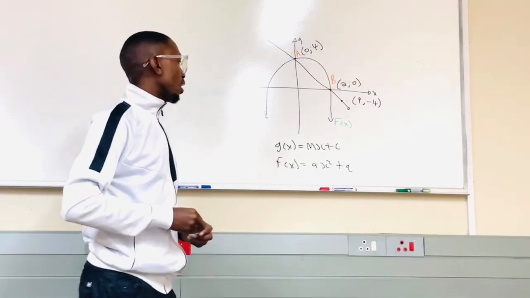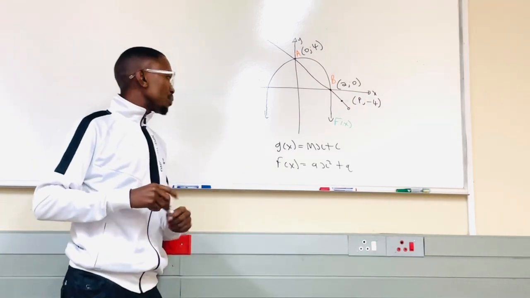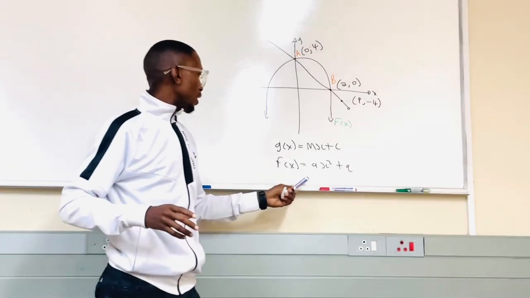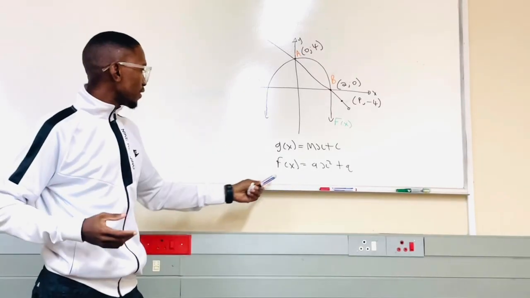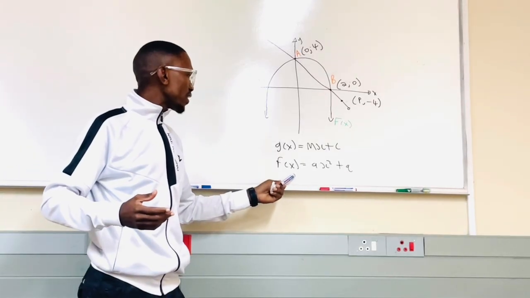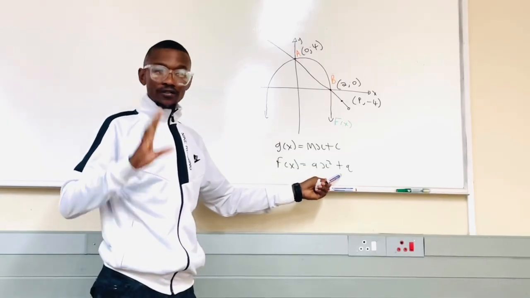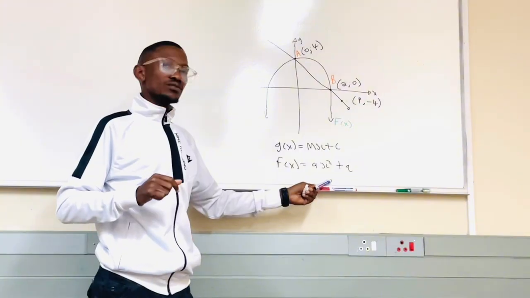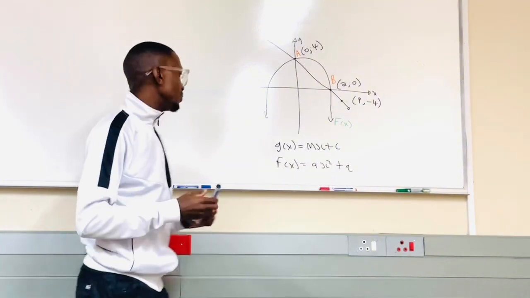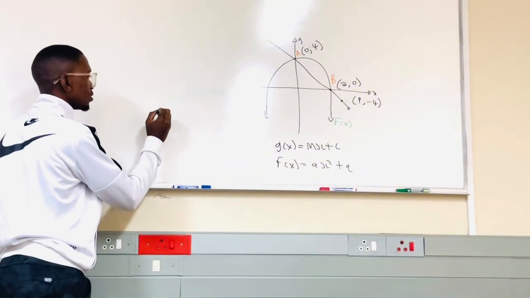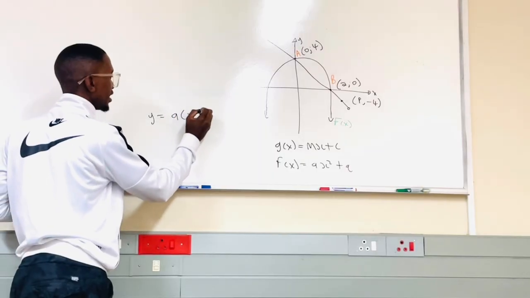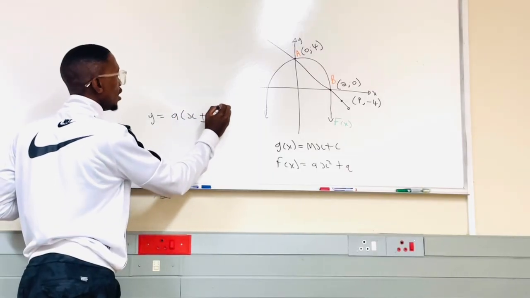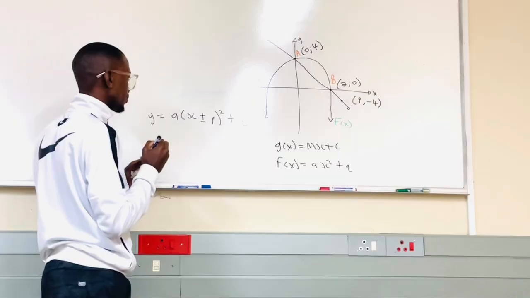Now, before I continue with the questions, some might be saying, okay, f of x equals ax squared plus q. For grade 10s, yes, but for grade 11 and 12, there is more to that. You know what I'm saying? Let me give you something, guys. Remember, y equals a into x minus or plus p, all squared, plus q.